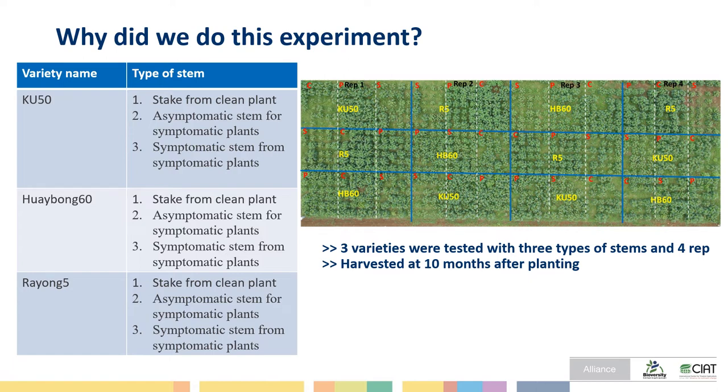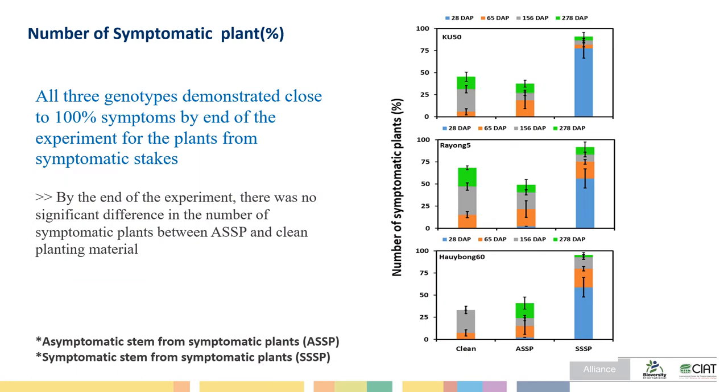The level of symptomatic infection of CMD was recorded at 4 time points: 26 days, 64 days, 156 and 278 days after planting. This is the result of symptomatic plants in percentage.